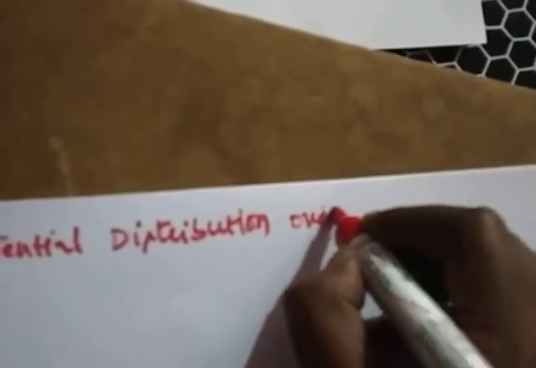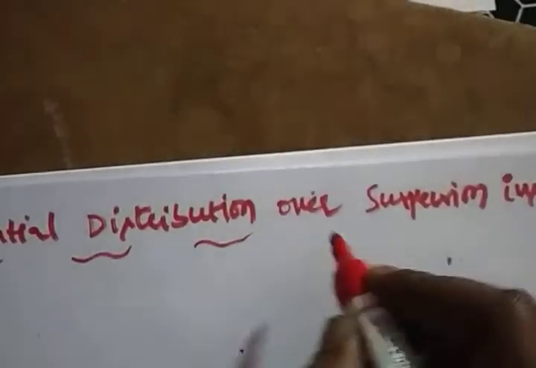Now the main important concept that we are going to discuss here is the potential distribution of a suspension type insulator. So this is very, very important.